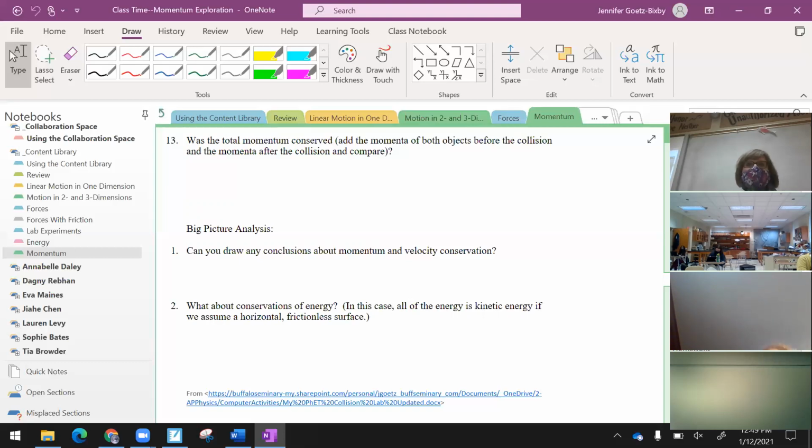So it was between the things that had the same mass. So what if you had things that had different masses? Was the velocity conserved? No. How about the momentum? Was the momentum conserved for things that had different masses? Okay. Was the momentum conserved for things that had the same mass?